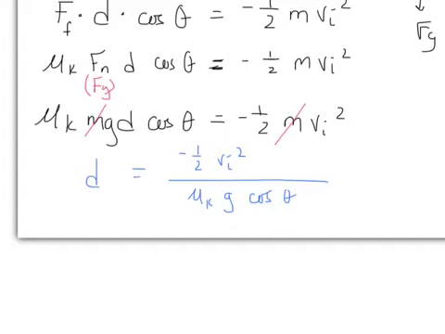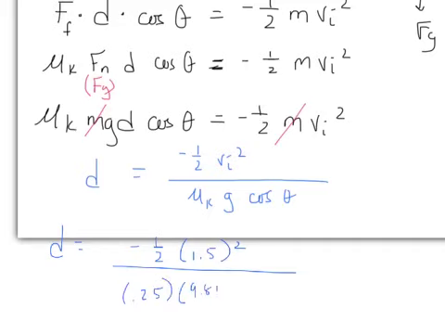Let's plug in. Initial velocity was 3 meters per second? Yes, 1.5. Okay, notice the negative on the top. Well, we're going to have cosine of 180 in the bottom. What is going to happen? Yeah, they're going to cancel out with the negative 1. What else do we know? The mu k is 0.25. G is 9.81. And this is cosine of 180.